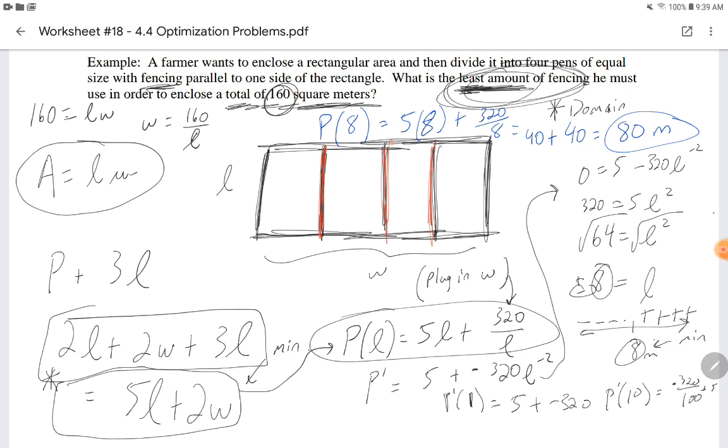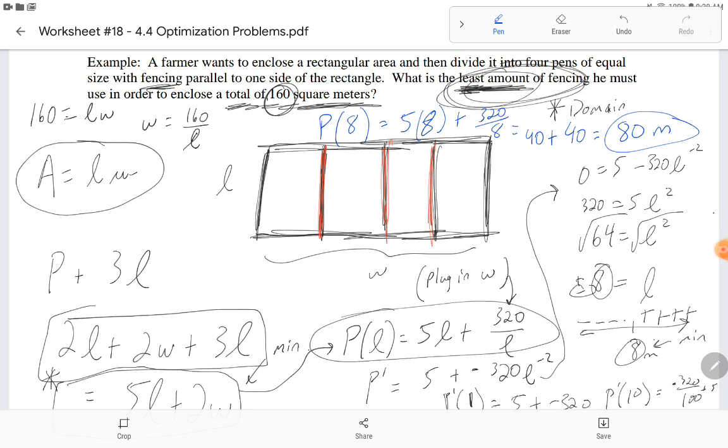So this means, in the context of the problem, Farmer Joe or Farmer Jane or whatever, the farmer person, is going to need 80 meters at most to create this pen that he wants to create. Okay? Always understand the context of your answer with respect to your problem.